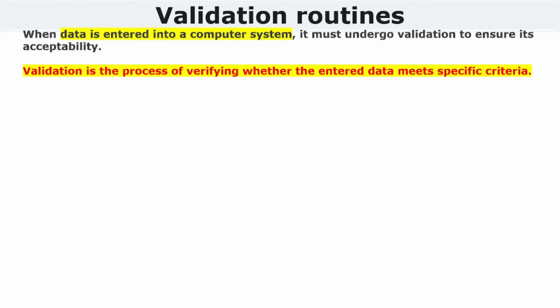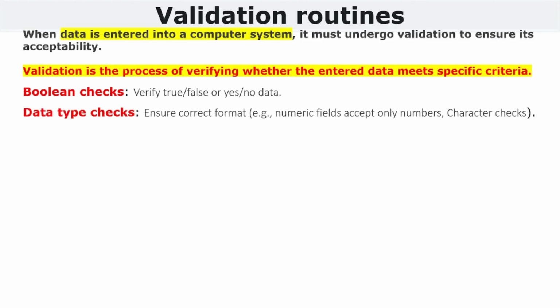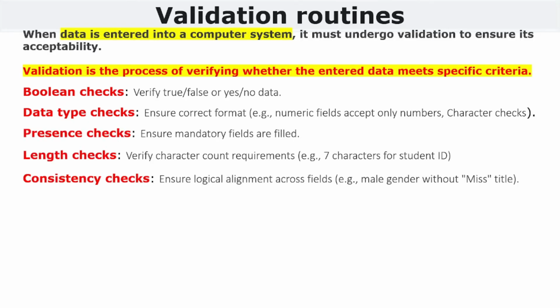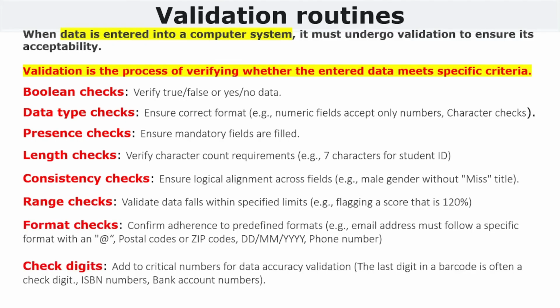In other words, you want to see whether the information that has been put in follows some specific criteria or rule. Okay, so we have the Boolean check, and then we have the data type check, and then presence check, length check, consistency, range, format check, and then check digits. So when we look at the first one, which is the Boolean check, it's just trying to do two things. It's checking whether the content is either yes or no, and that's it. It does nothing else. It shouldn't accept any other data apart from yes and no.